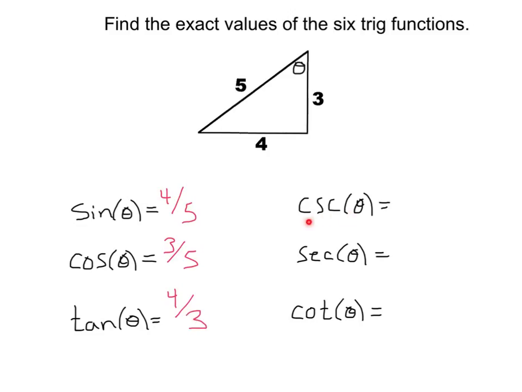Looking at our cosecant function, remember cosecant is the hypotenuse over the opposite. That's the hypotenuse 5 over the opposite 4. 5 over 4. And if we compare that with sine, we'll notice it's the reciprocal. Sine is 4 over 5. Cosecant is 5 over 4. Secant is the hypotenuse over the adjacent. That's going to be 5 over 3. Again, we notice that's the reciprocal of the cosine, 3 over 5. And cotangent is adjacent over opposite, that's 3 over 4, which we can verify is also the reciprocal of tangent.